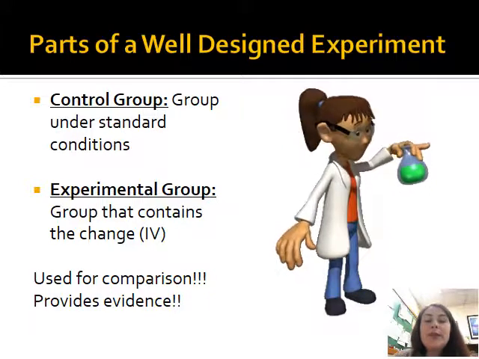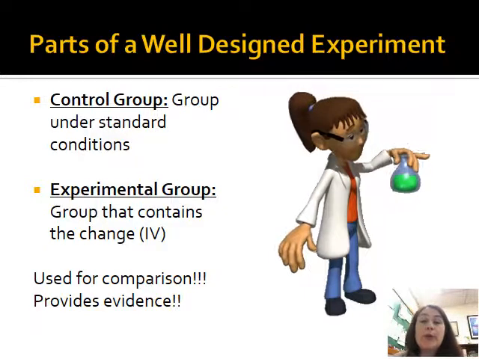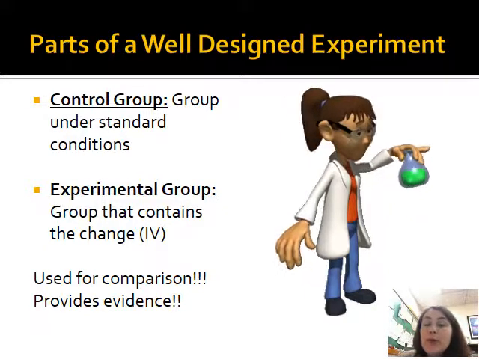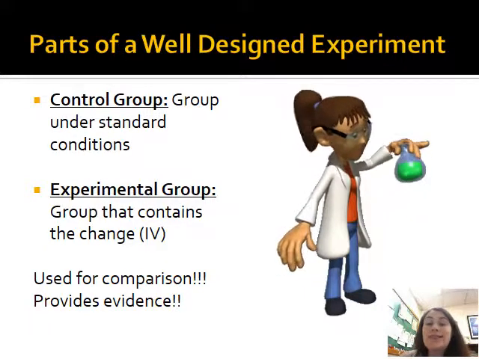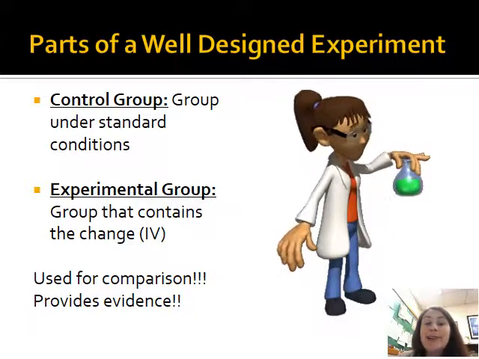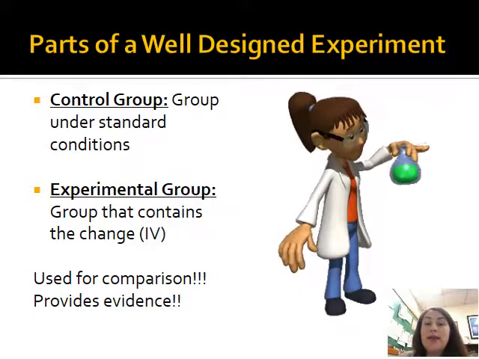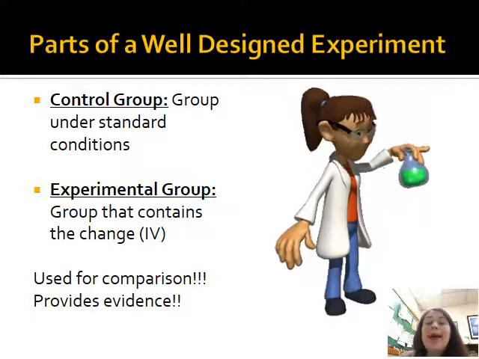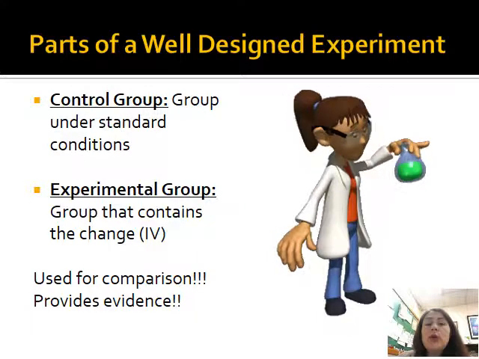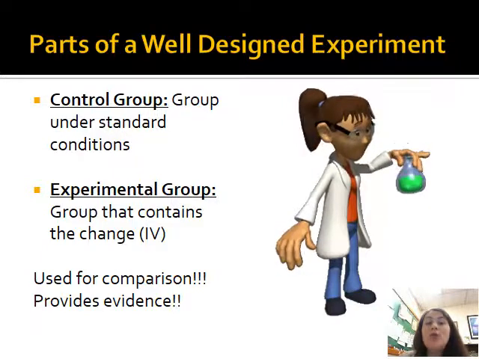The groups in an experiment are called the control group and the experimental group. The control group is the group that's under normal conditions, standard conditions. In other words, the control group will not contain the manipulative variable. It will not contain the independent variable. The experimental group will be virtually identical to the control group with one exception. You will add the independent variable.